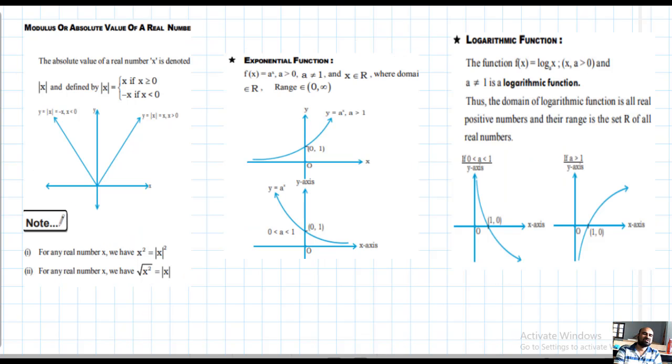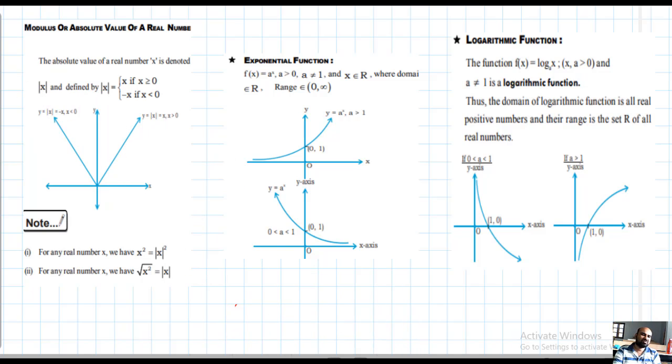Okay students, the modulus function discussion is already completed. f of x equals mod x, its domain is all real numbers. Range is positive real numbers, so I can say non-negative real numbers. Closed 0 to infinity is the range of the modulus function. Its graph is already clearly given here.